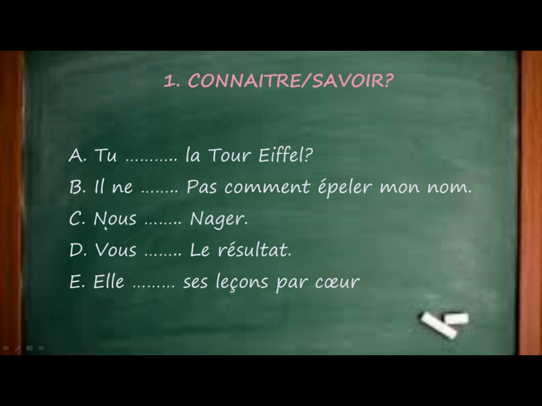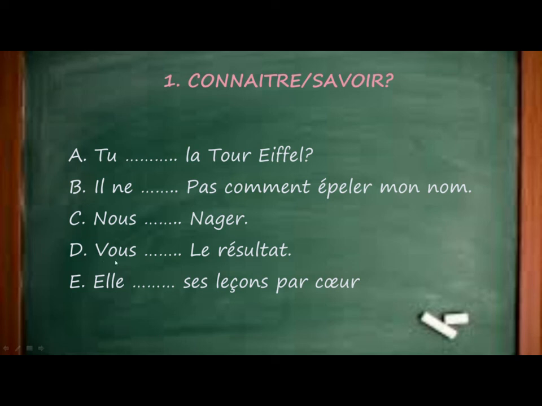And the third one. Nous dash nager. Again we got a verb in infinitive form. Nager, which means to swim. It's a G-E-R ending verb like manger. So nous savons nager. We know how to swim. Right? So the last before one.